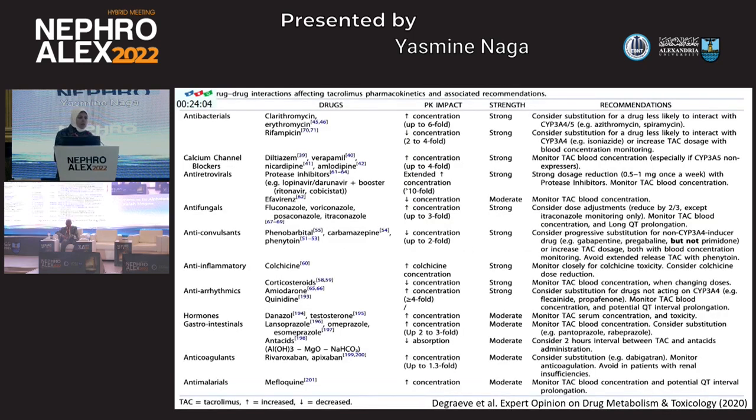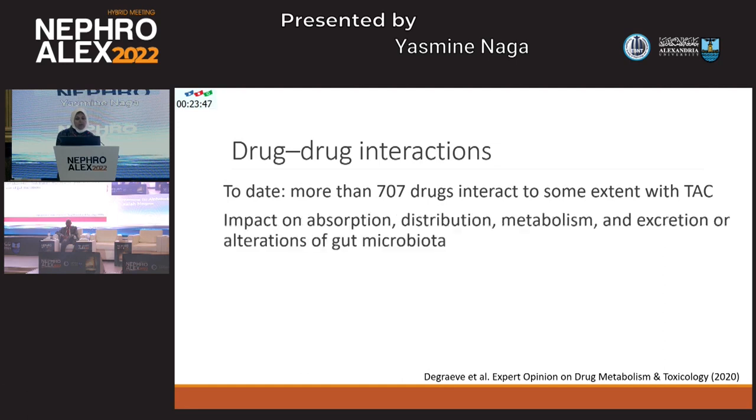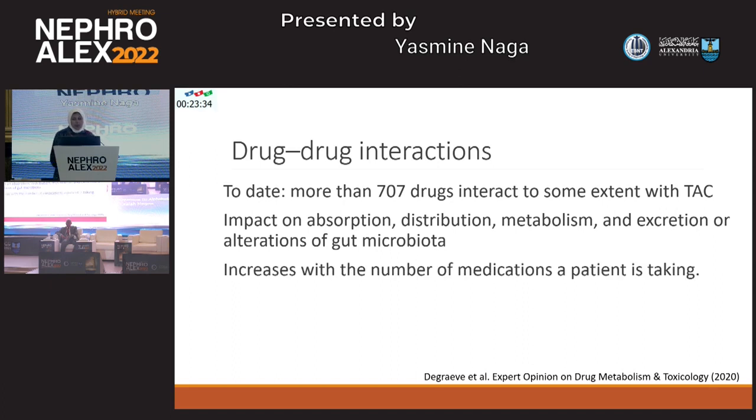Now, the first thing, as we all know, is drug-drug interaction. There are multiple drugs: antibacterials, calcium channel blockers, antiretrovirals, antifungals, anticonvulsants, anti-inflammatories, antiarrhythmics, anticoagulants, antimalarials. Over 707 drugs have been found to interact with tacrolimus, either by impacting absorption, distribution, metabolism, excretion, or also by affecting the gut microbiota, which, as we'll see later, affects many drugs, and we do not accommodate for it.